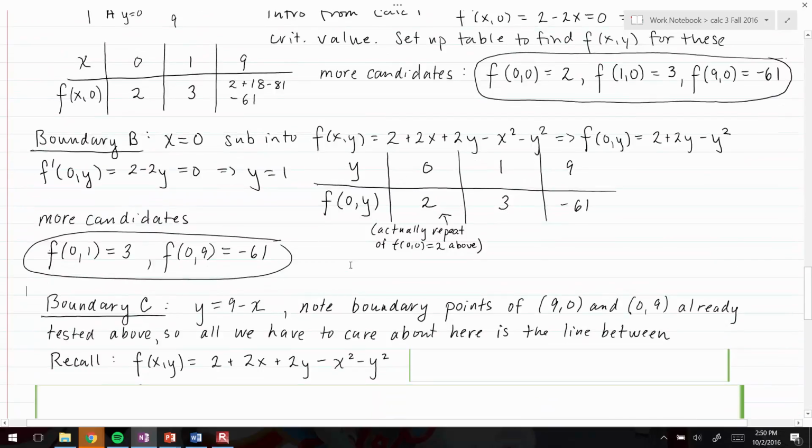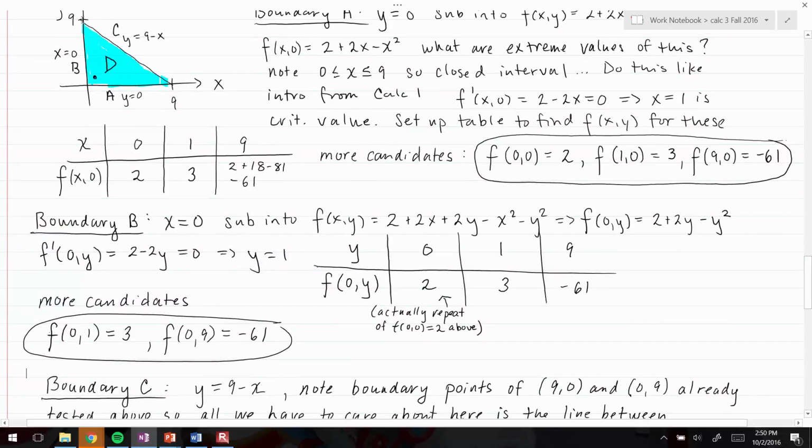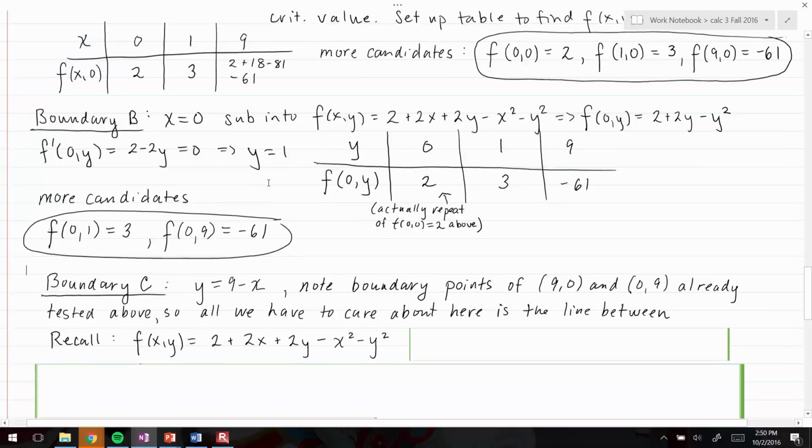Another thing to note, sorry to scroll, is that we already have the boundary points that define that hypotenuse, boundary C. So I don't have to check those again. All I care about now is finding critical values on the line, so I can focus on that.